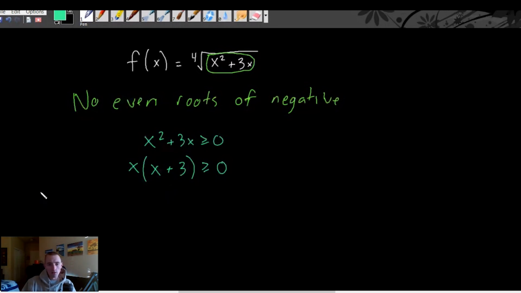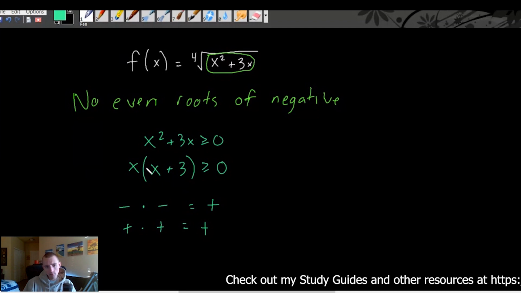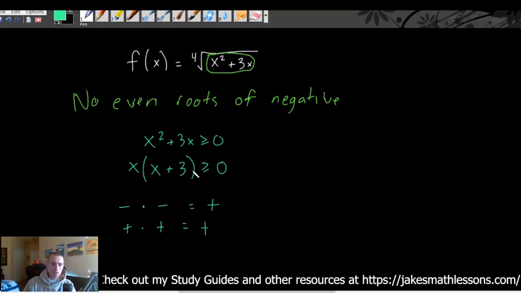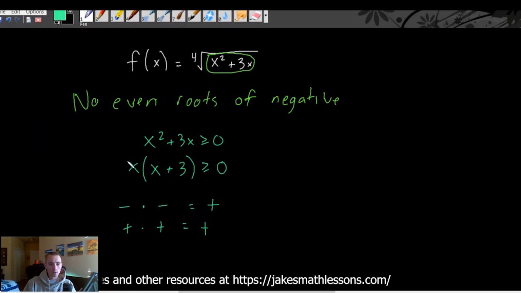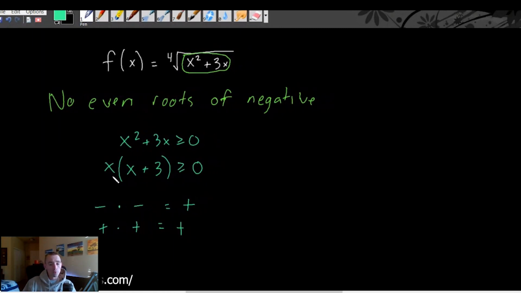If they're both negative, we would get a negative number times a negative number, which is a positive. If they're both positive, we would get a positive number times a positive number, which is also positive. If one of them is negative and one of them is positive, then they're going to multiply into a negative number, which is less than 0. It is also okay for this whole thing to equal 0. So if either of these factors equals 0, that's also okay, but we'll deal with that in a second. So let's just think about what are the cases where we end up with both of these factors being negative or both of them being positive.